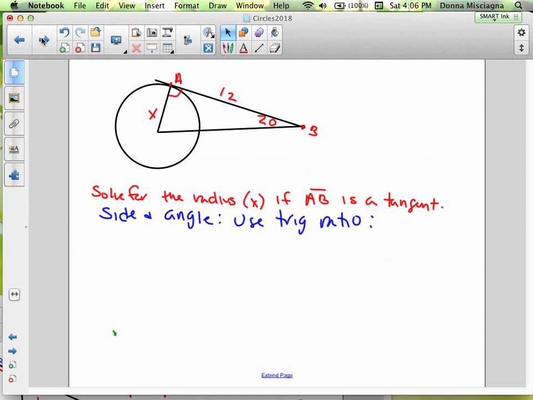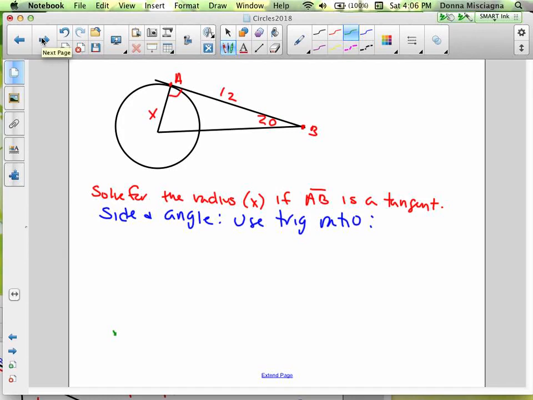All right, so this is going to be my one problem that's going to be a trig ratio. So we want to solve for the radius if AB is a tangent. If AB is a tangent, it means that XA has to be perpendicular to AB, which means you have a right triangle. You can use trig ratios if you know a side and an angle in a right triangle. Let's identify which sides we know relative to our angle.